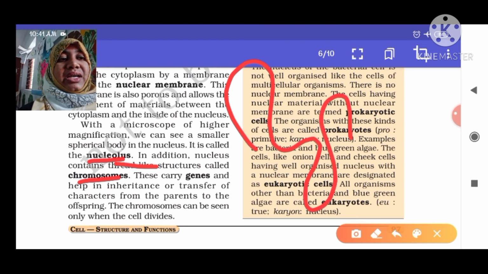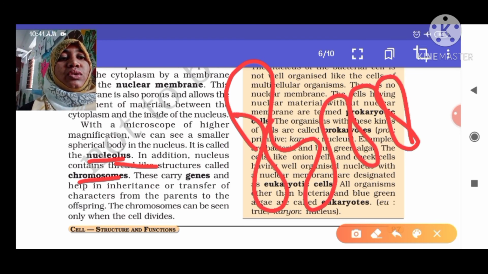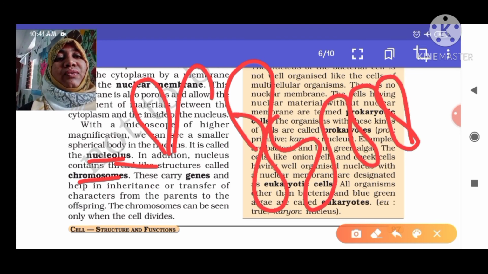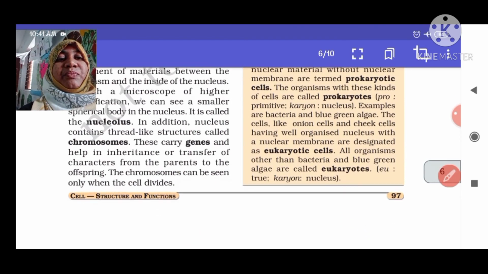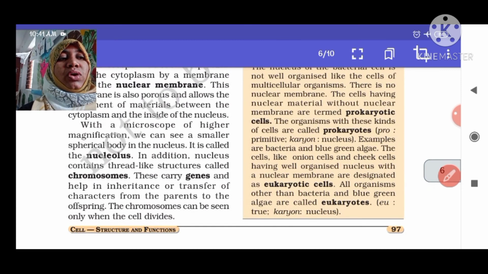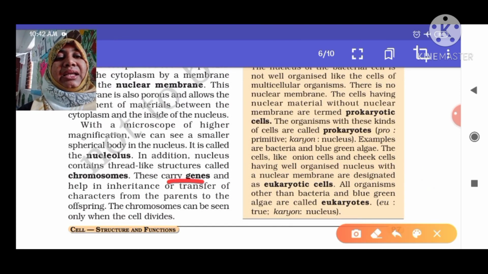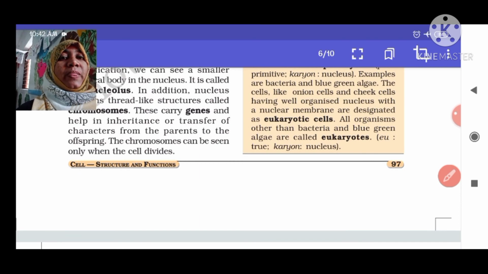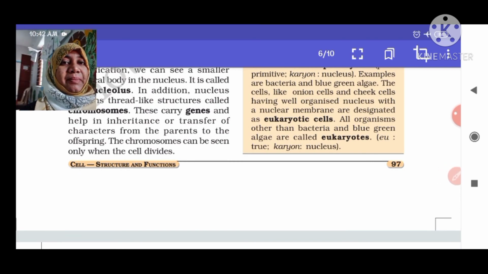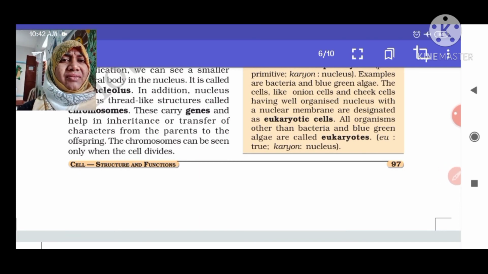Thread-like structures like these are there. Those are chromosomes. When they go for division, they will become like this. These carry genetic material, carry genes, and help in inheritance, the transfer of characters from parent to offspring. So we say we are similar, maybe the eyes or nose or any one component is like that of the parent. We are human beings only, no.